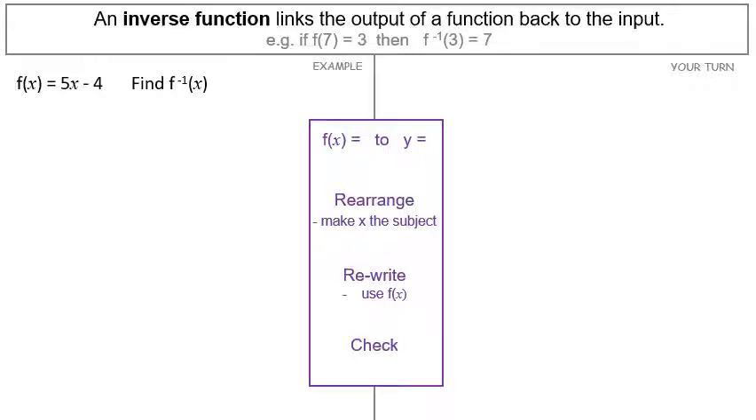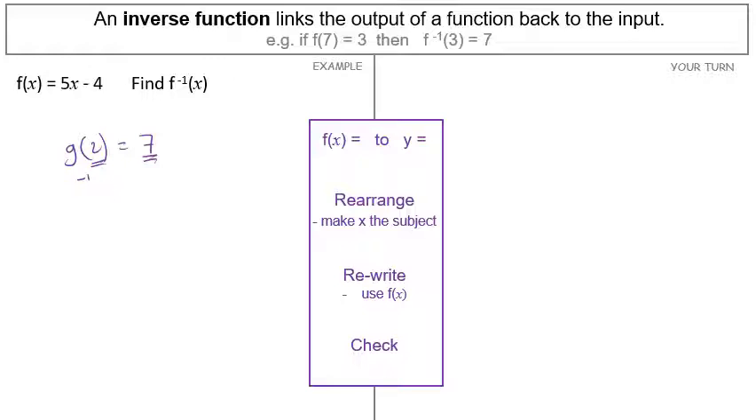An inverse function links the output of a function back to the input. So for example, we've got a function g and the input is 2 and we get the output of 7. The inverse function of this, which we write with that superscript -1, the same kind of way we write the inverse trig functions. If we take our output here and put it into this inverse function, it should get us back to where we started, back to the input. And that's what an inverse function is.